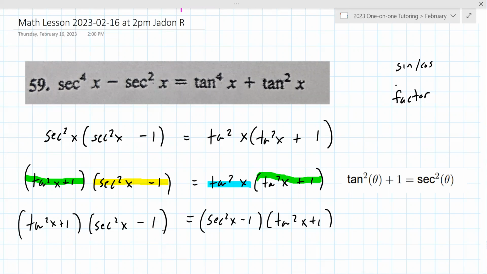Any questions on that? No, pretty straightforward. Yeah, that one's good. A lot easier than yesterday. Yes. Hence the level 3 or level 4. All right. Where should we go from here? What would you like to look at next? 60. Okay.